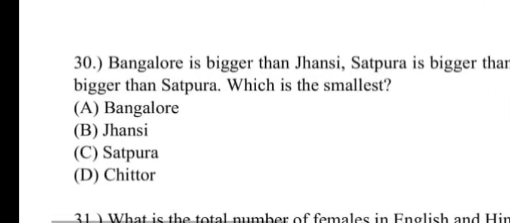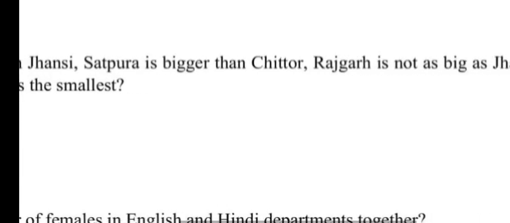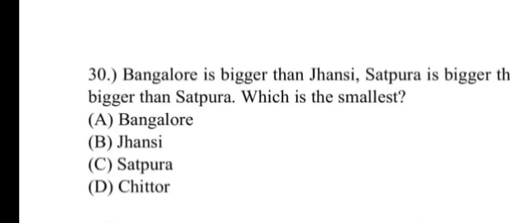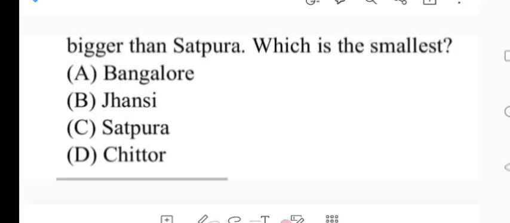30 says Bangalore is bigger than Jhansi, Satpura is bigger than Chittor, Rajgarh is not as big as Jhansi but is bigger than Satpura. Which is the smallest? Bangalore, Jhansi, Satpura, Chittor. 30, it will be Chittor.